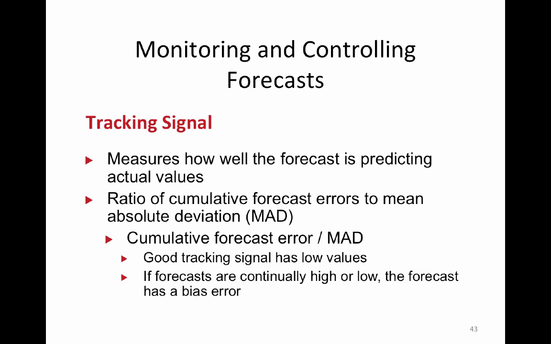Meaning maybe one quarter I was off by 10, maybe the next quarter I ordered 10 less than what I was supposed to. Next quarter I forecasted and ordered 10 more than what I was supposed to. Ultimately, you have the right amount. So maybe you were wrong in a given period, but that netted out to 0. So we don't have any cumulative forecast error in that case.